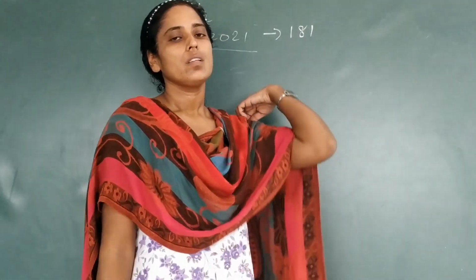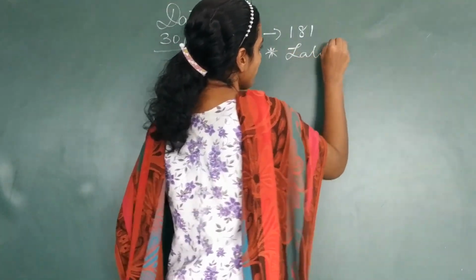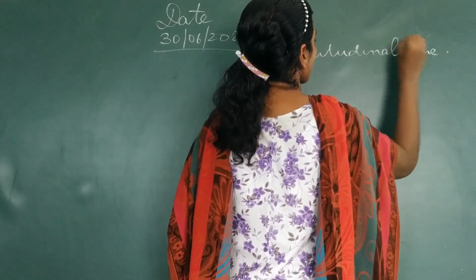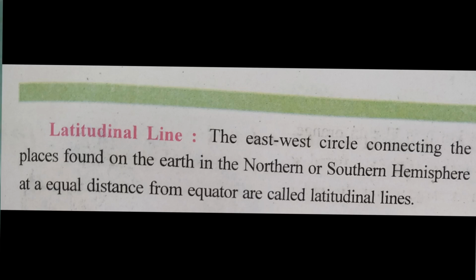Now see the next topic, that is the latitudinal line. Okay students? Now what is a latitudinal line? When there are vertical or horizontal lines, that is the horizontal line we just saw, latitude. Vertical we will be studying in further stages.